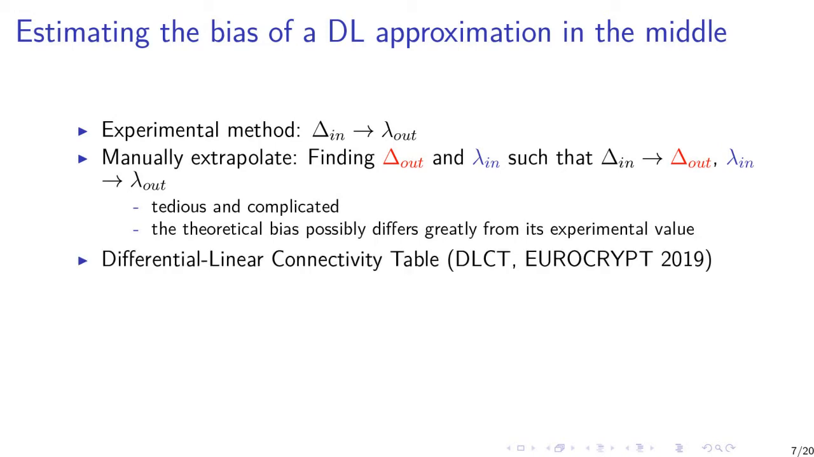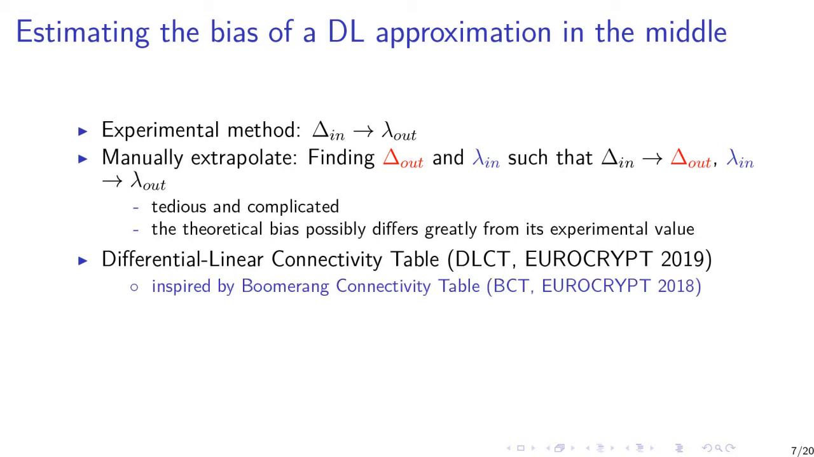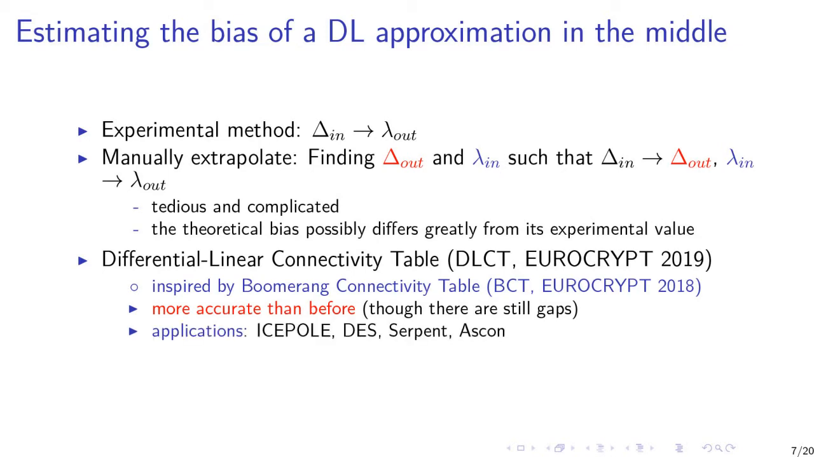Another method is the differential-linear connectivity table, that is DLCT. It was proposed by Bar-On and others at Eurocrypt 2019. It was inspired by the Boomerang connectivity table proposed at Eurocrypt 2018. DLCT is more accurate for many instances, including ICEPOLE, DES, Serpent, and so on, although there are still gaps between the estimated bias and the experimental value.